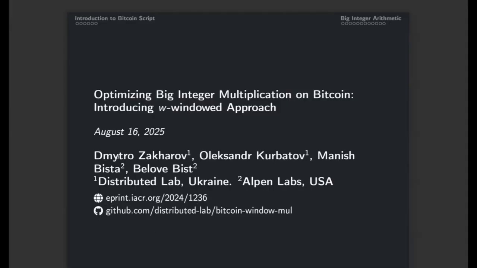This is joint work of Distributed Lab and Alpen Labs. You can see our implementations in the paper here. In case you're interested, you can read it in more detail.